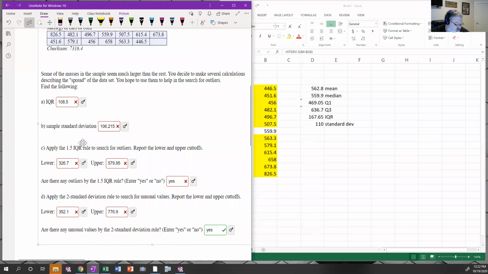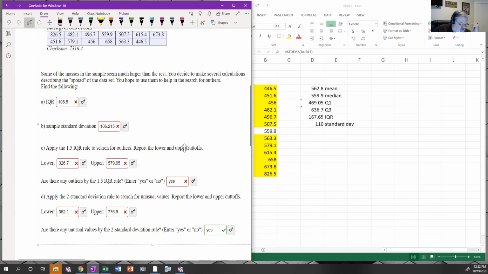Anyway, the 1.5 IQR rule for outliers. Do you guys want me to do this on Excel or by hand, by the way? My tendency, since Excel's here, would be to do it on Excel. What's that, Nathan? Excel. Excel, okay.